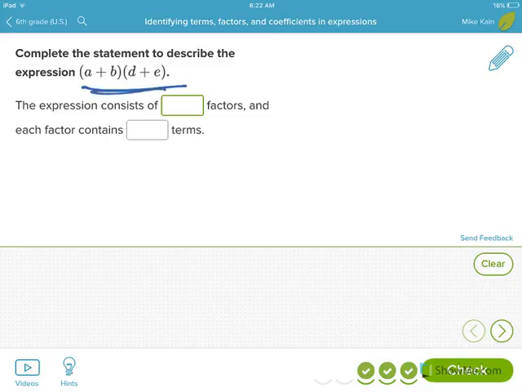Let's get a little bit more complicated, but look, it says complete the statement to describe the expression. So here's an expression. This expression consists of how many factors, and then each of those factors contains how many terms. So the whole expression has how many factors? Factors are things that are being multiplied. Dad, I'm impressed. Yep. It's sticking. Yeah, it is. It's sticking in there, some of that stuff. So how many things are being multiplied in that expression?